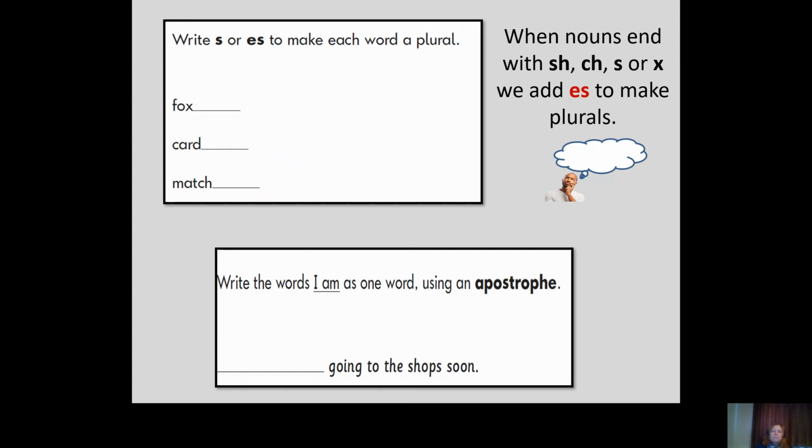And then the next one, write the words I am as one word using an apostrophe. So we're thinking, going back to punctuation last week, how are you going to make a contraction? How are you going to cut a letter out of I am to make one word? We want I'm. Yeah, and the apostrophe is in place of the A. The two words are pushed together. It's a contraction. I'm going to the shop soon. Okay.